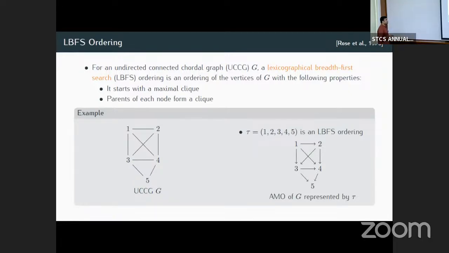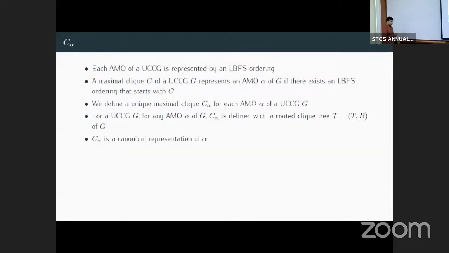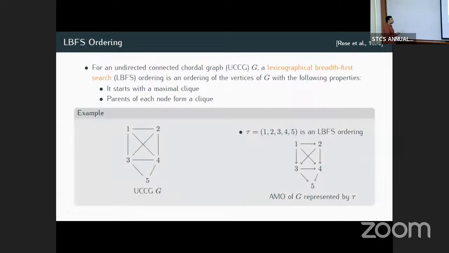An LBFS ordering. Our approach is that we map each acyclic model orientation to a maximal clique. For this, we need the LBFS ordering. So an LBFS ordering of a chordal graph, remember, the graph we have is a chordal graph, starts with a maximal clique, and the parents of each node form a clique.